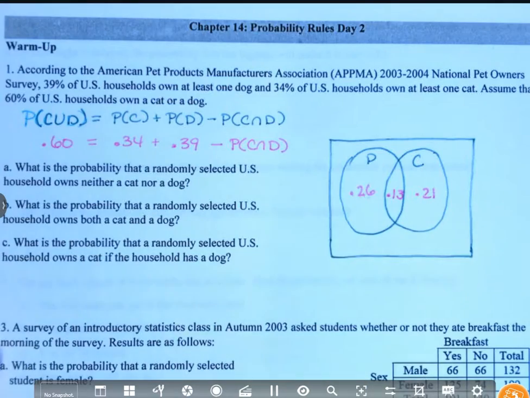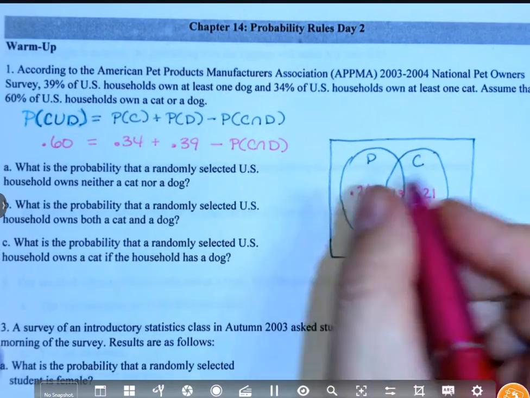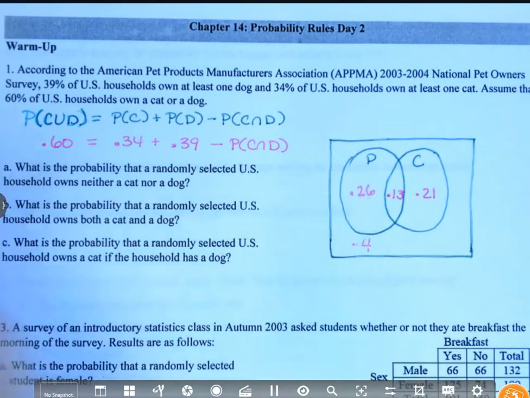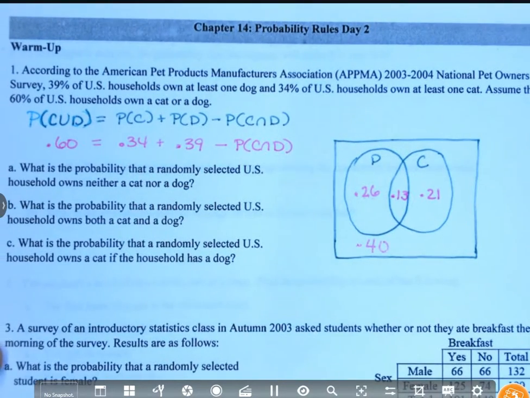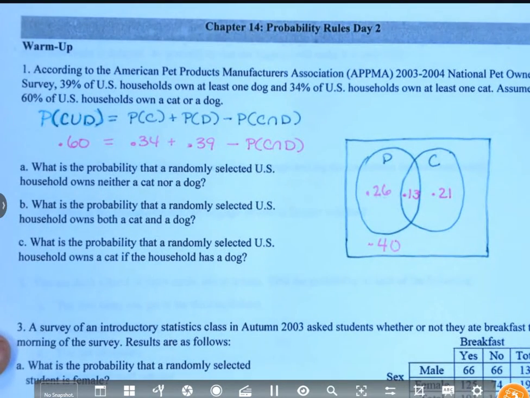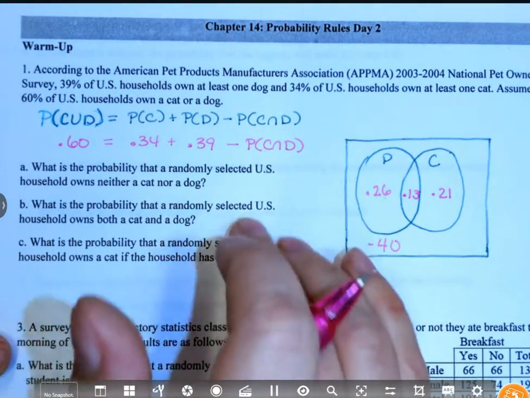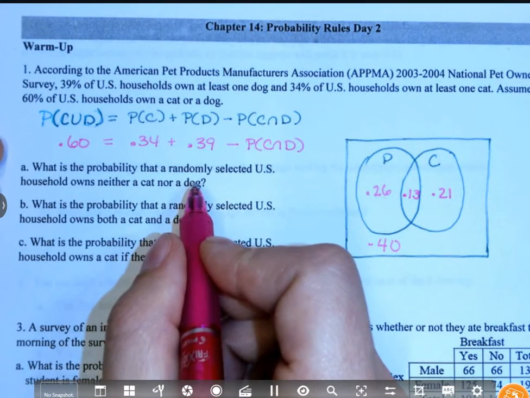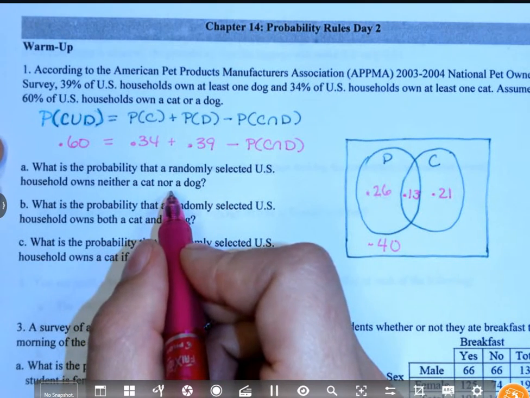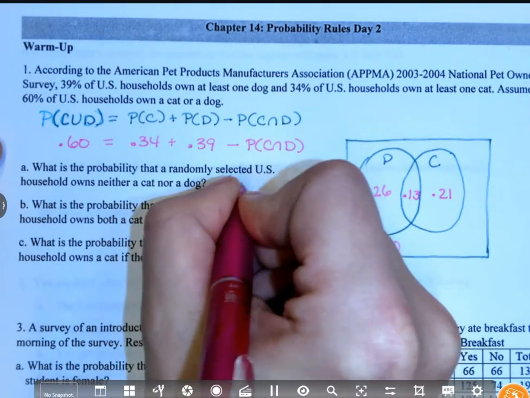Does that all add up to 60? Yeah. So that means, what am I missing? The outside. The 0.4. Or if you want to see two digits, 0.40. So if I have the Venn diagram set up, I can just go ahead and answer each question. What is the probability a randomly selected U.S. household owns neither a cat nor a dog? 0.4.